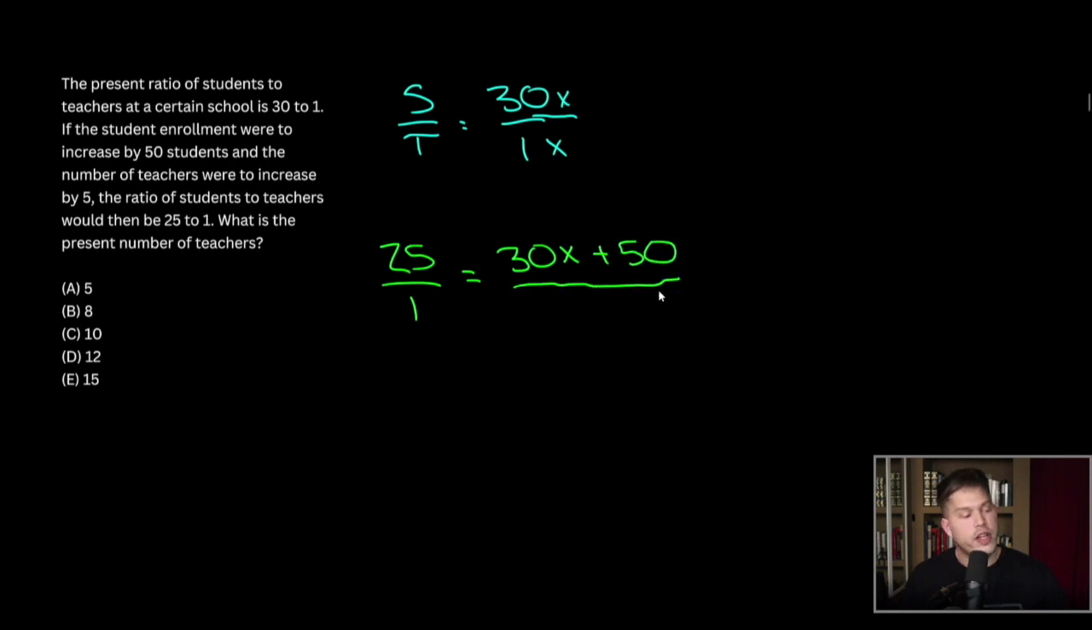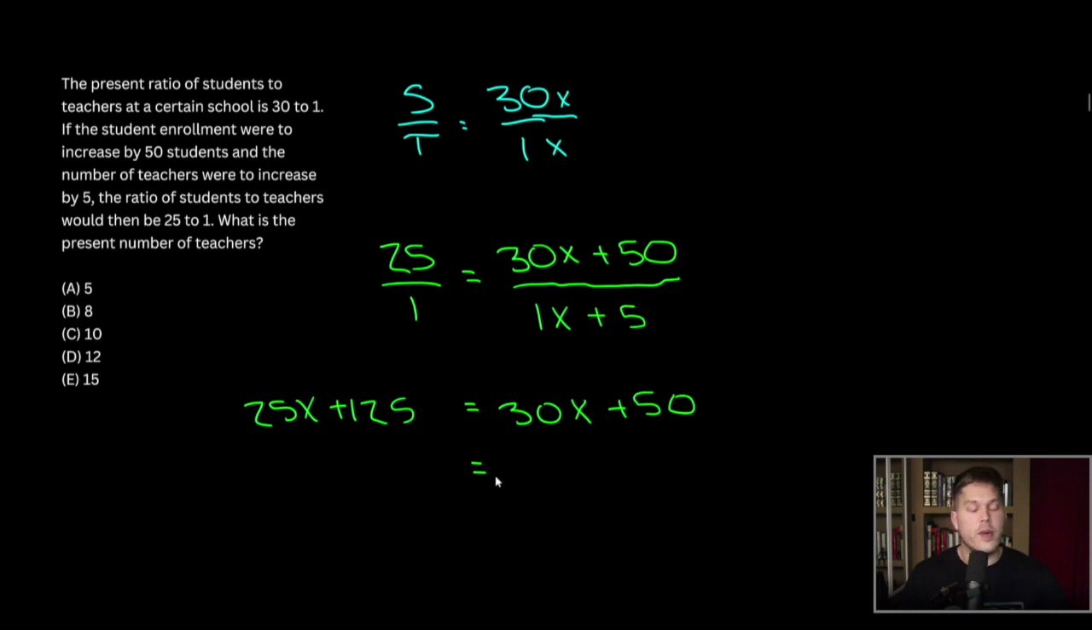And our teacher population increases by 5. So that would be a 1x plus 5. Okay? So to solve for x, we just need to cross multiply. 25 times 1x is 25x. And 25 times 5 is 125. And then we have 1 times 30x, which is 30x, and 1 times 50, which is 50.